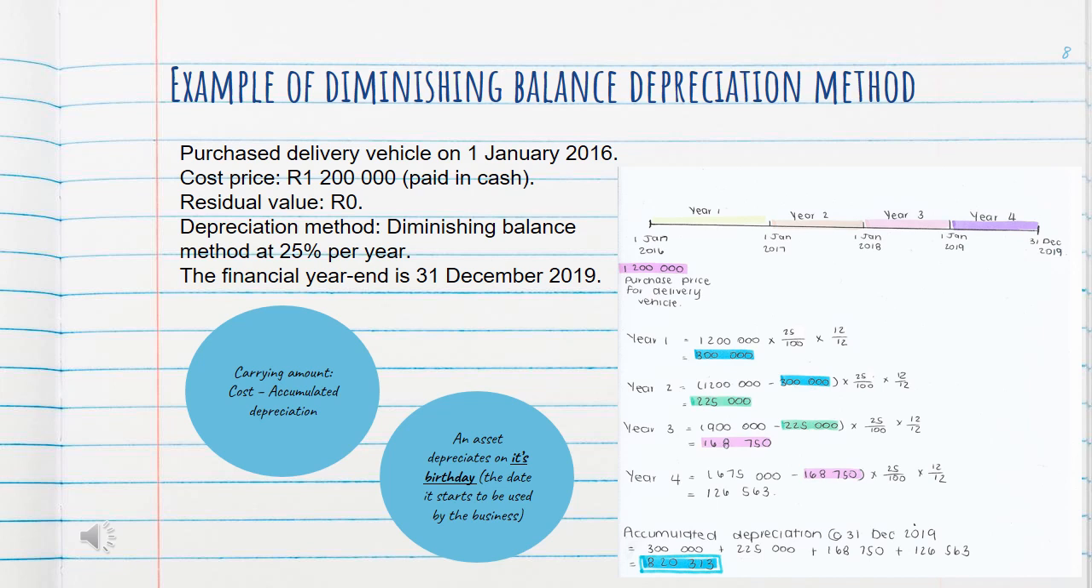So basically what is happening in diminishing balance method is that you're taking your cost minus your accumulated depreciation at the end of every year. And you're using that amount to work out your depreciation instead of using your full cost price. Now, what exactly does that even mean? Why do we do that?